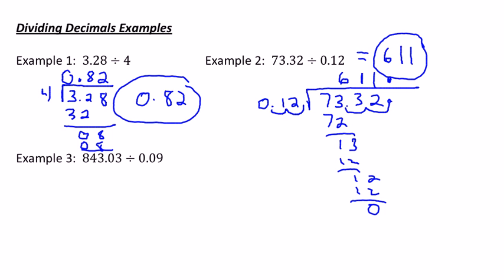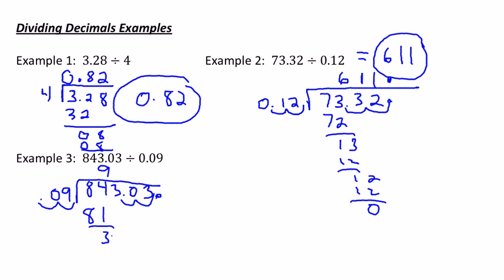For your next one, for example 3, you have 843.03, and you want to divide that by 0.09. So again, we move our 2 decimal places. Once again, it's possible that we're not going to have anything after the decimal, but we'll just see how that works out. 9 goes into 84. Well, it doesn't go into 8, but it does go into 84 9 times, so that gives me 81. 9 goes into 33 3 times, so that leaves me with 60 left over.